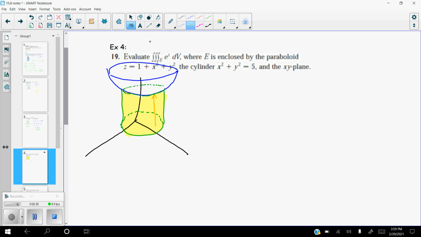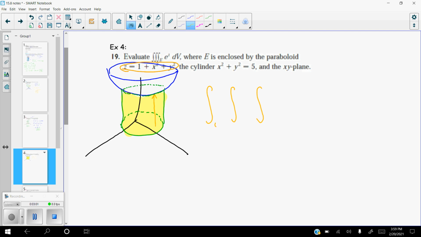So again, it's around the z-axis, so the z part is going to go from 0 up to that function right there, which is kind of hidden now inside of my paraboloid drawing. Should have shifted that down a little bit. But we can rewrite that one in terms of polar. So let's go ahead and do that. Again, the polar part's probably the easiest part here.